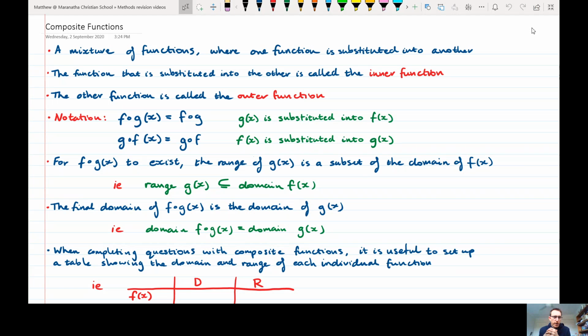Hello everyone. In this video we're going to take a look at composite functions, which comes up quite a lot in the VCAA course, but hopefully by the end of this you'll be able to have a good handle of it and be ready for those exams. A composite function is essentially just a mixture of two functions.